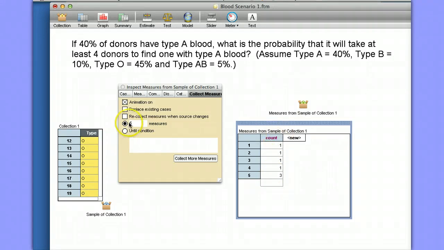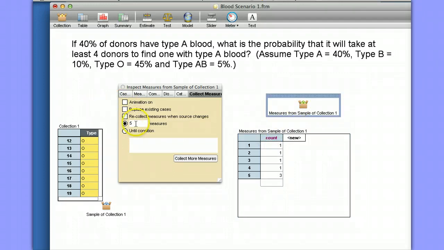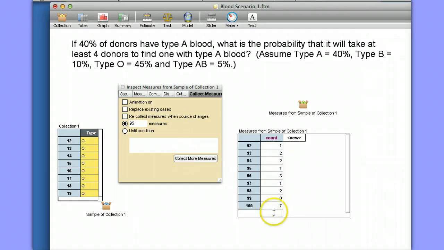Let's collect some more measures, but I'm going to turn the animation off for this. Let's collect 95 measures, so we have a total of 100 measures. And so we can see we have 100 measures, and let's take a look at a graph of this.